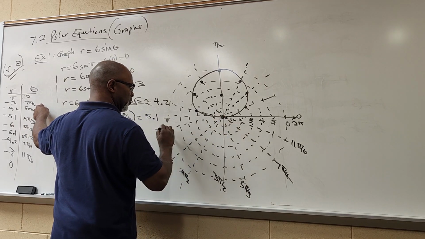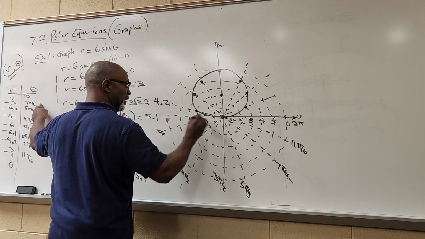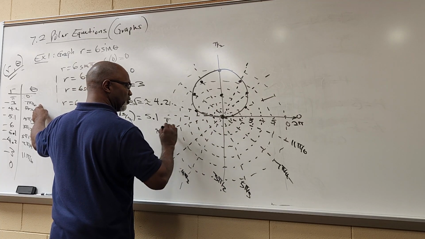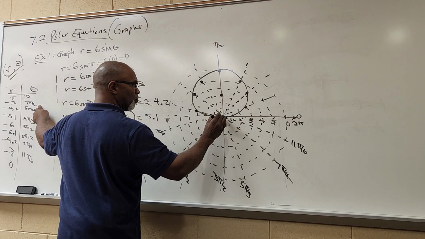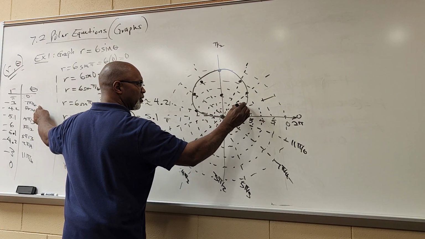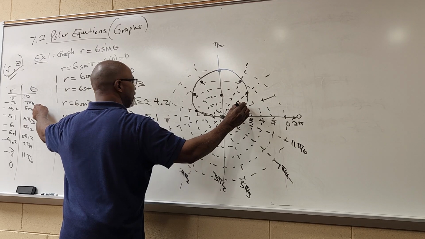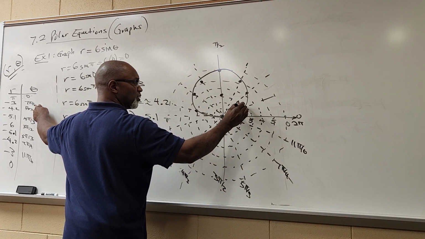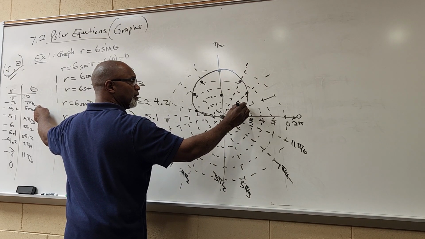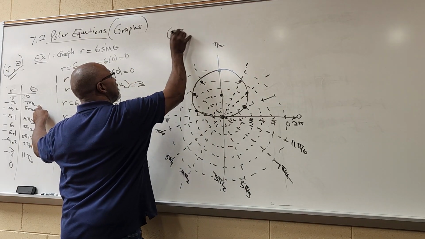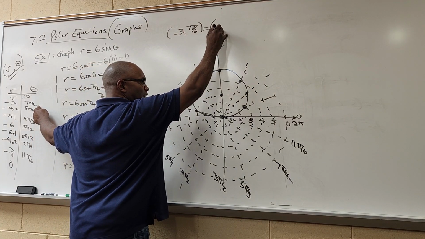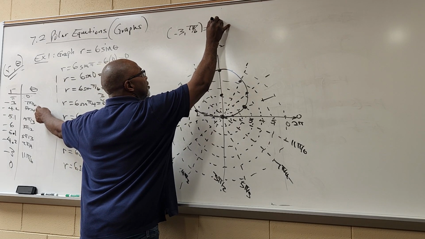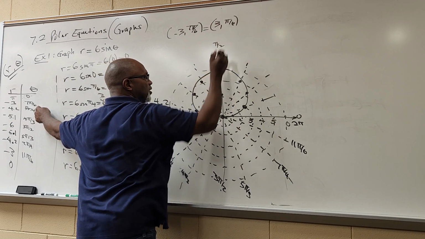Let's do the second one. 7 pi over 6. So I'm on this vector right here. But it's -3. So I'm on this vector, but it's -3. So instead of going 1, 2, 3 in a positive direction, I'll go backwards. 1, 2, 3. I'm back right here. So this part right here, R equals -3, theta equals 7 pi over 6, actually repeats and becomes that point that used to be 3 comma pi over 6. So what I'm saying is -3, 7 pi over 6 turns out to live in the same place as +3, pi over 6.